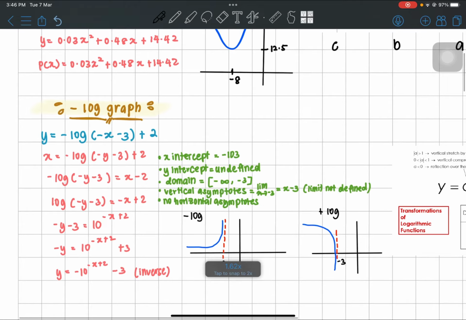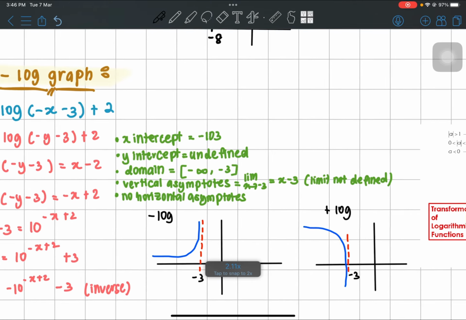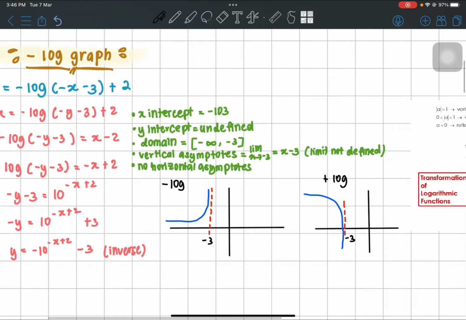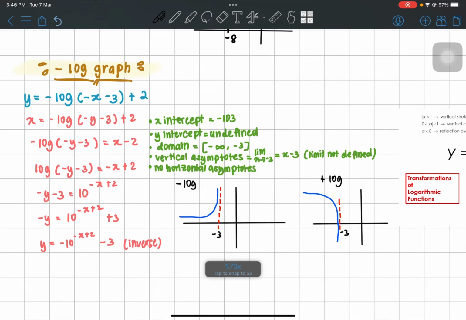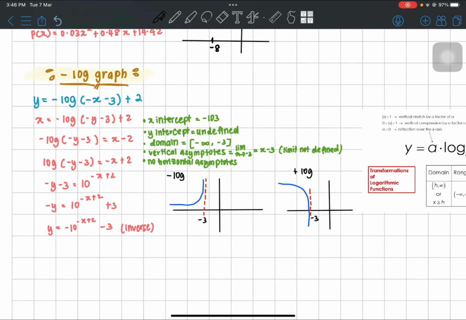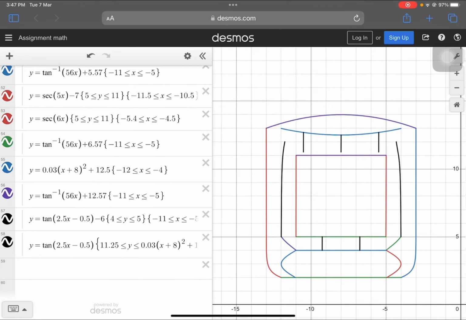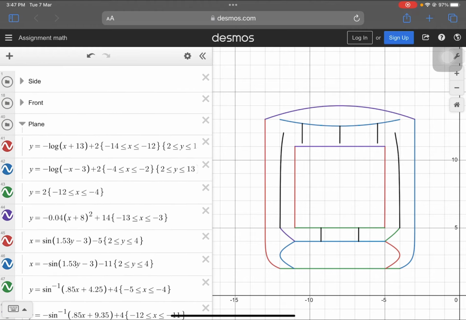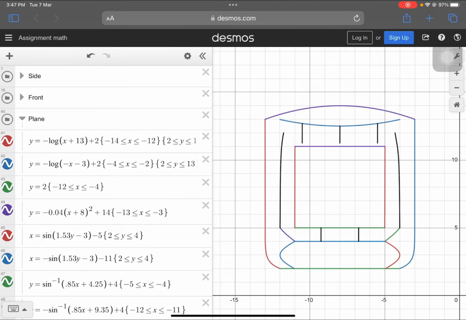Now we move on to the log graph, which is y negative log, and we know that the x-intercept is -103, and the y-intercept is undefined. The domain is -8, -3. The vertical asymptote is where the limit is not defined, which is x = -3, and there is no horizontal asymptote. And here's the difference between negative log and positive log. So here's the solution, and we move back to Desmos. This is for the polynomial, and this one is for negative log to make this product. I think that's all from me.